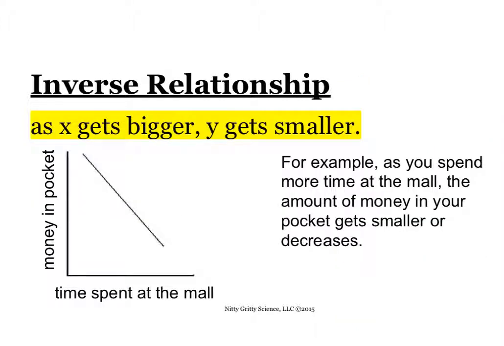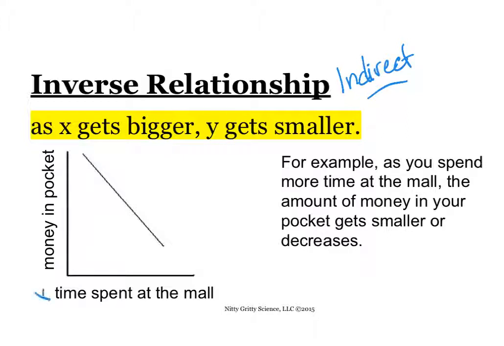The second type of relationship is called an inverse relationship. Sometimes people also call this an indirect relationship. Same kind of thing. As x gets bigger, y gets smaller. Again, make sure you're writing this on your notes sheet.